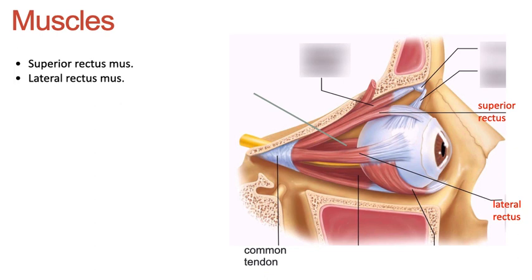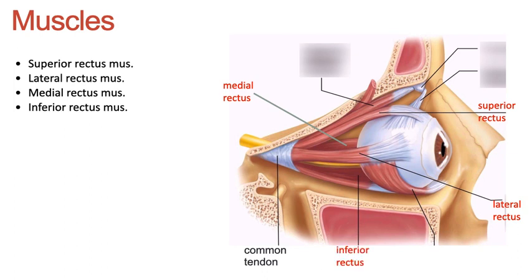Next is the lateral rectus muscle over here on the side. That is responsible for lateral movement of the eyeball, specifically abduction. Next is the medial rectus muscle. This works to keep the pupil at the midline. Inferior rectus muscle. This depresses, adducts, and helps extort the eye, which is a type of rotation.